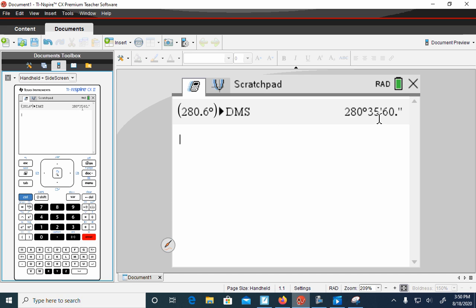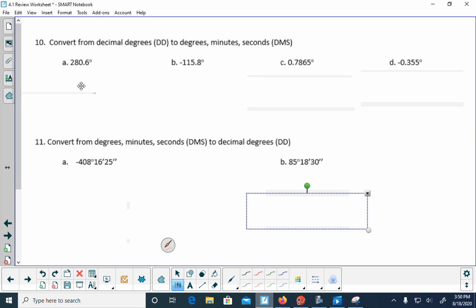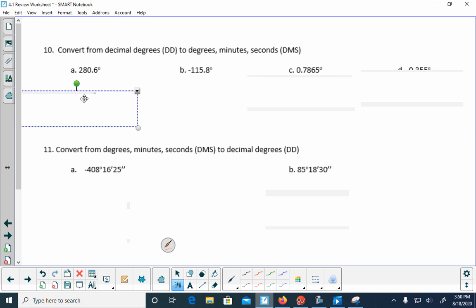From degree, minutes, to seconds, this 0.6 is what changes into 35 minutes, 60 seconds. You may have 36 minutes, that's fine. It depends on how your calculator rounded that answer. So that's going to be the answer for this one, 280 degrees, 35 minutes, 60 seconds. So now we're going to do the negative 115.8.